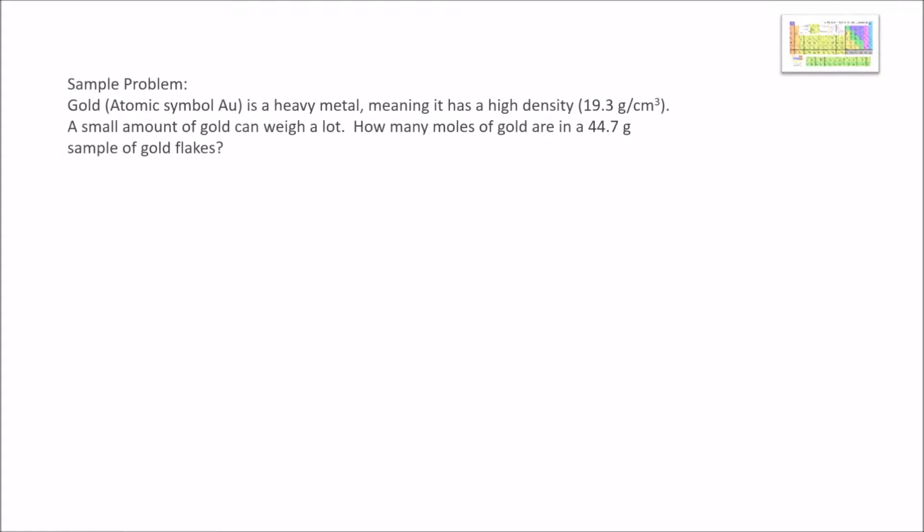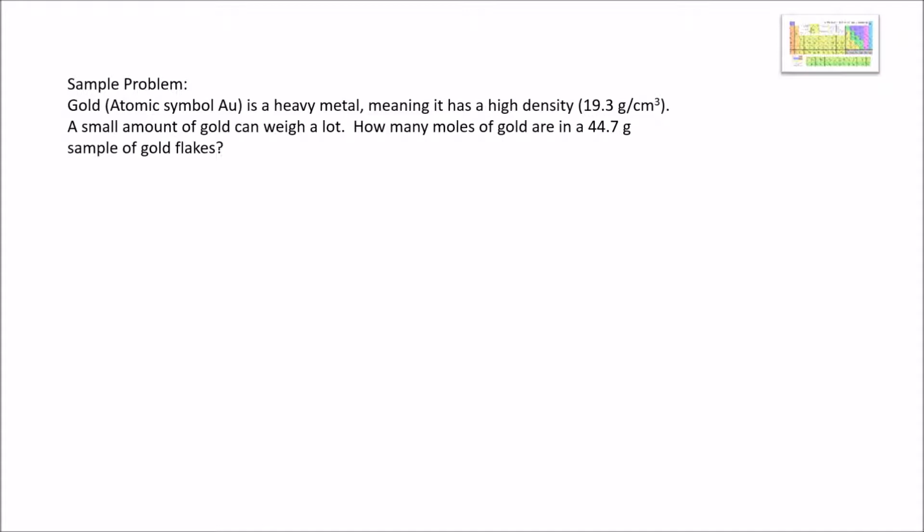Alright, today we're going to be looking at a sample problem. Gold, atomic symbol Au, is a heavy metal, meaning it has a high density, 19.3 grams per centimeter cubed. A small amount of gold can weigh a lot. How many moles of gold are in a 44.7 gram sample of gold flakes?